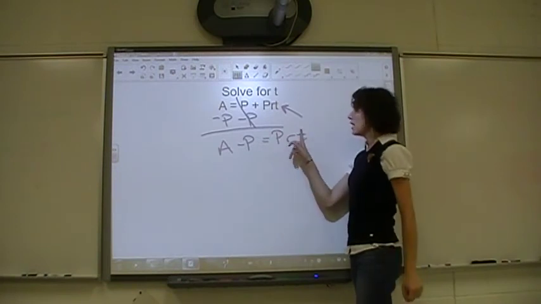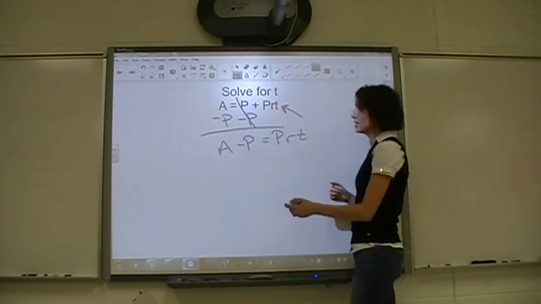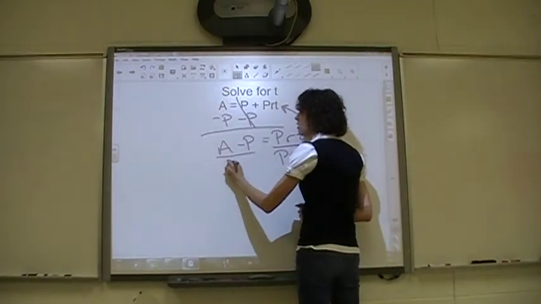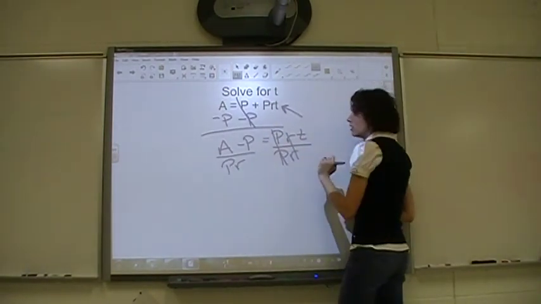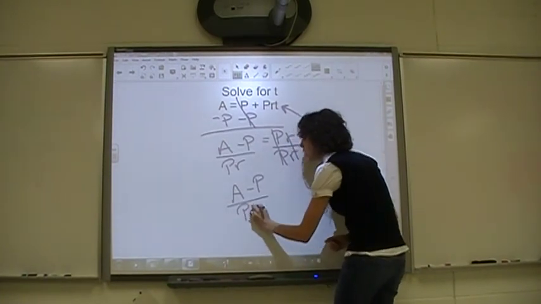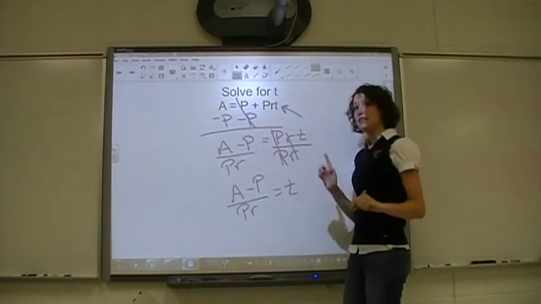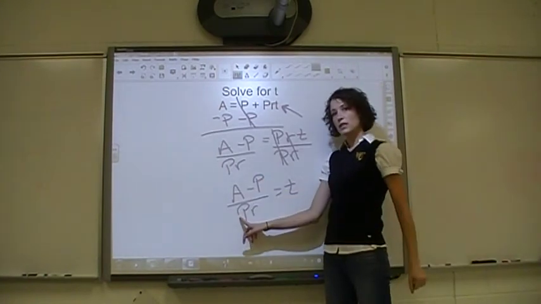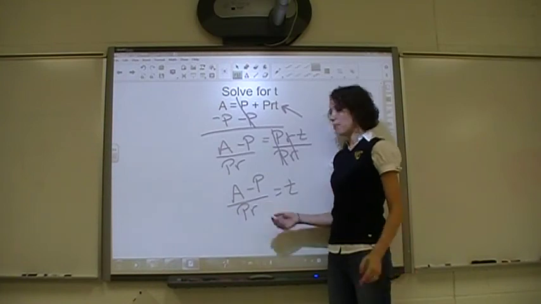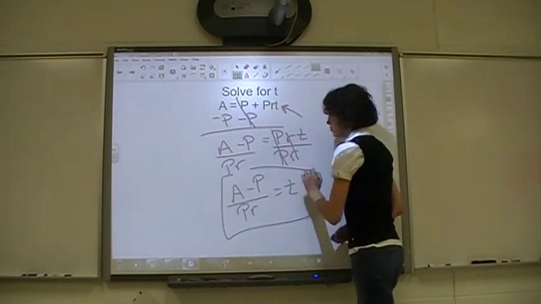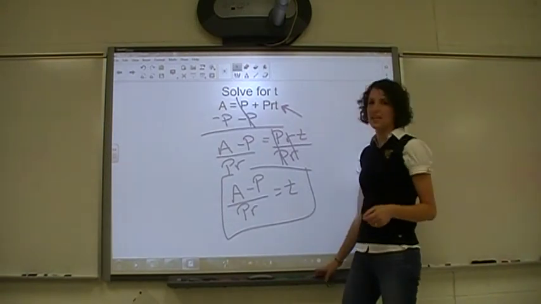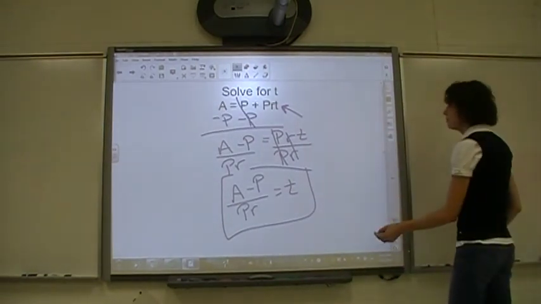Now we have P times R times T. We want to get T by itself, so you divide by everything you don't want, which is PR. So these cancel out. So you have A minus P all over PR equals T. Now, you cannot cancel these P's out right here because it is part of a sum or a difference up on top. So this is my final answer. A minus P over PR equals T. It's my final answer for this question.